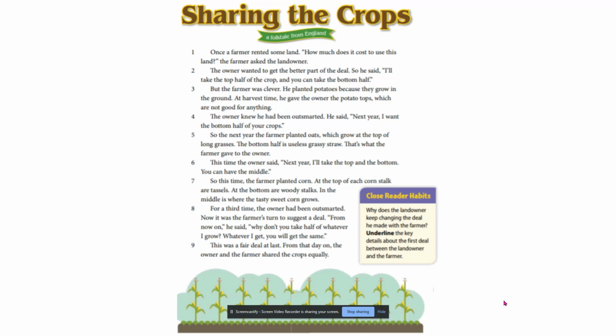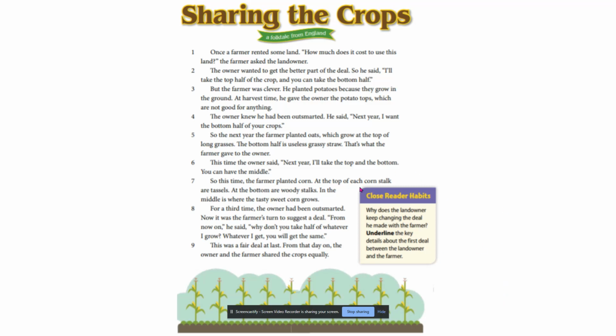This title today is a folk tale from England. So England is a completely different country. But think about folk tales. Folk tales teach us lessons. They have messages that they want children and students to learn. And they're typically older tales that were passed down from generation to generation. So read this to yourself.